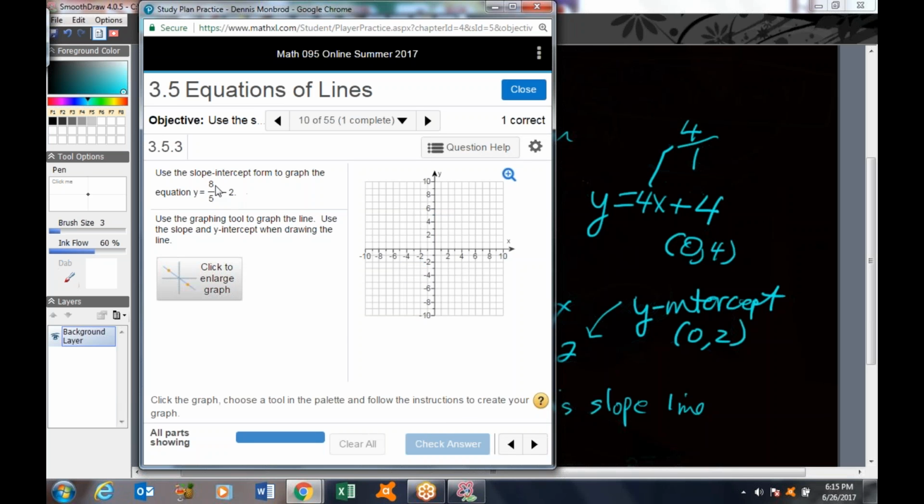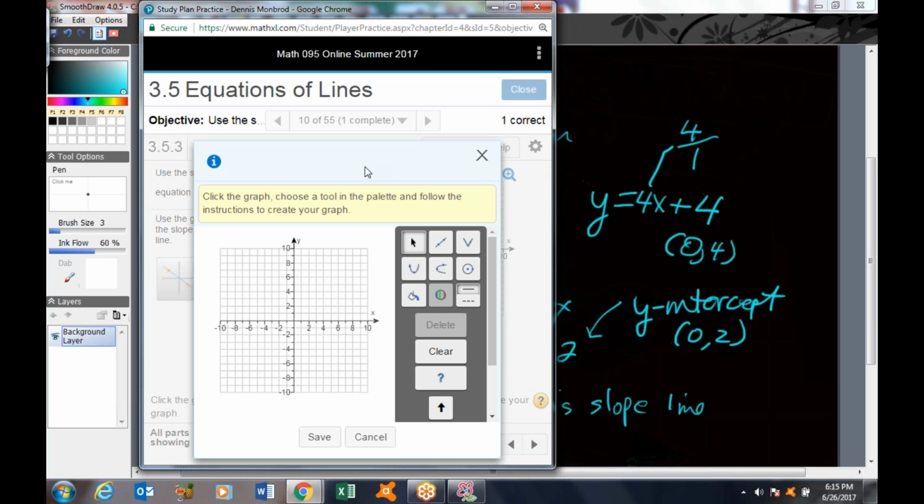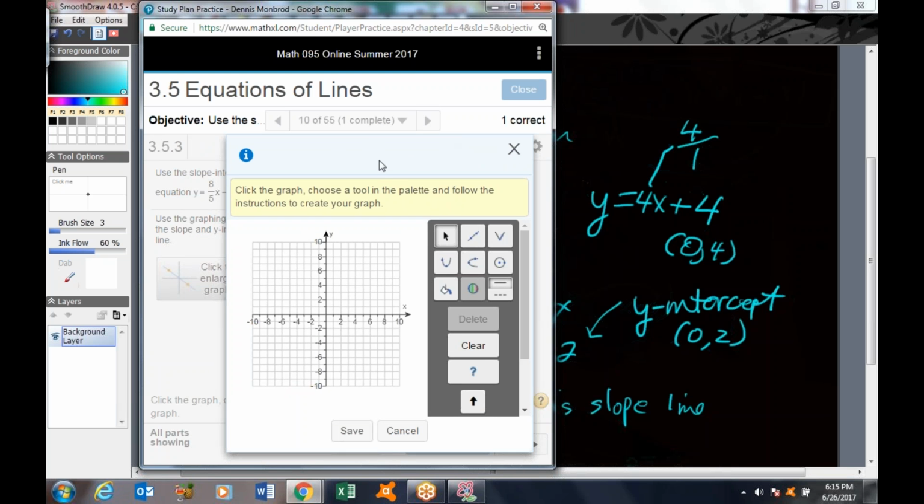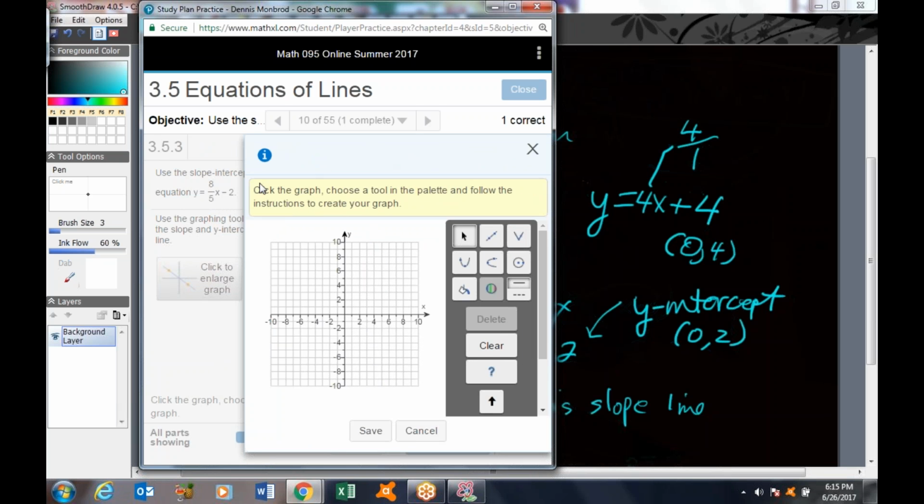Here it is, automatically came up. Y is 8/5 x minus 2. Let's try that. Here it is. We're working with this 8/5 x minus 2. So the minus 2 is my y-intercept, so I'll locate a minus 2. Here it is. And now I want to go up 8 and to the right 5. Since it's a plus 8 and a plus 5, I go up 8, right 5.